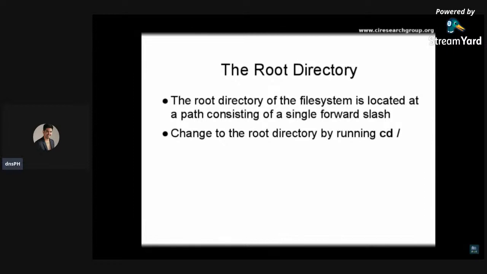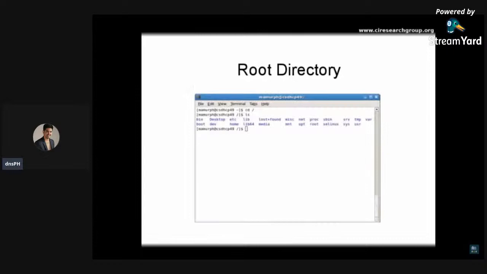And you can change to the root directory by running cd and then as the argument to cd, just a single /. In this screenshot, we can see we're on a system. I've run cd / and then run ls to look at the contents of the root directory. There are a number of top-level directories that are fairly standard inside the root directory on a normal Linux system.